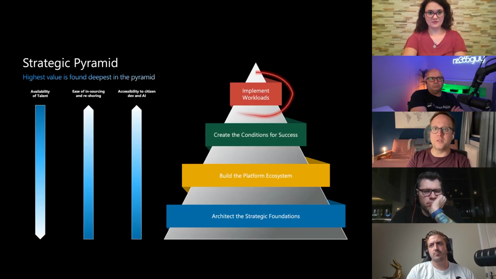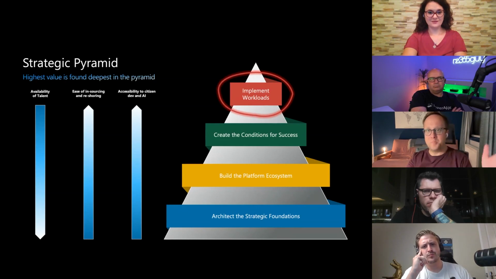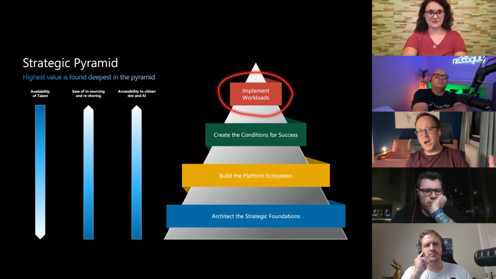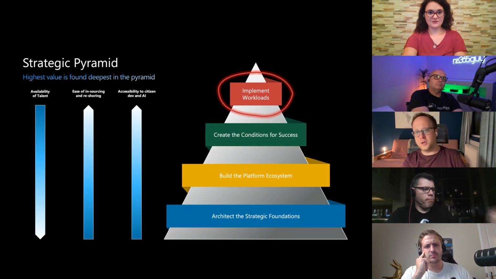So what we're really concerned with is taking people from this implementing workloads layer of the pyramid, where almost everyone has hung out for the last 20, 30 years, and driving the effort and the attention and the investment deeper into the pyramid around strategic foundations and building the platform ecosystem.